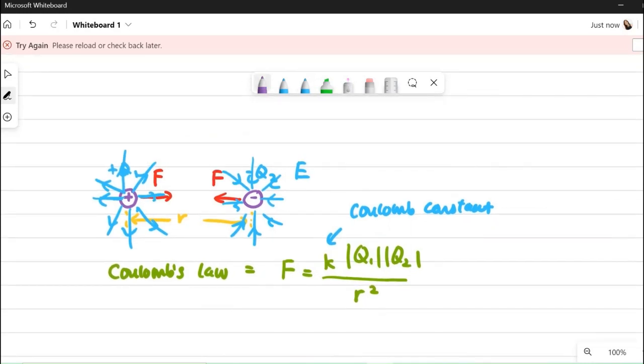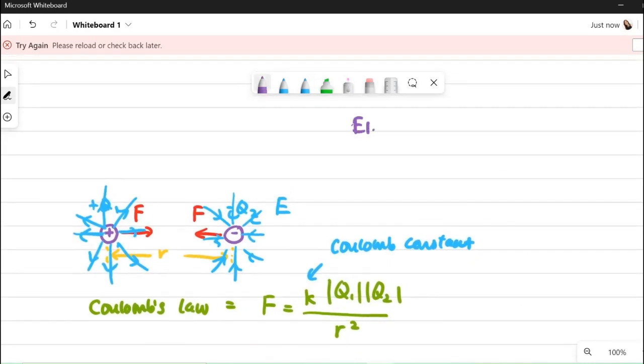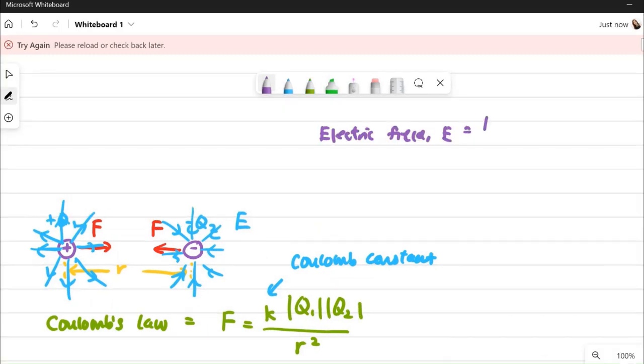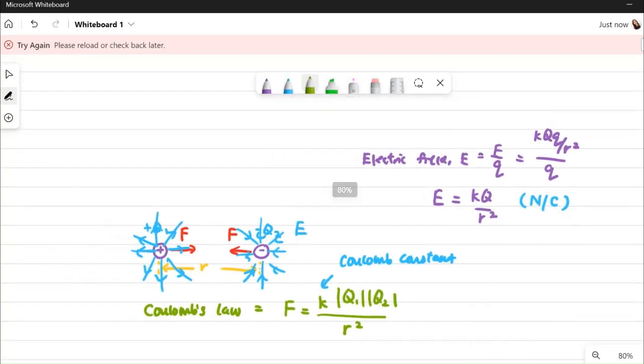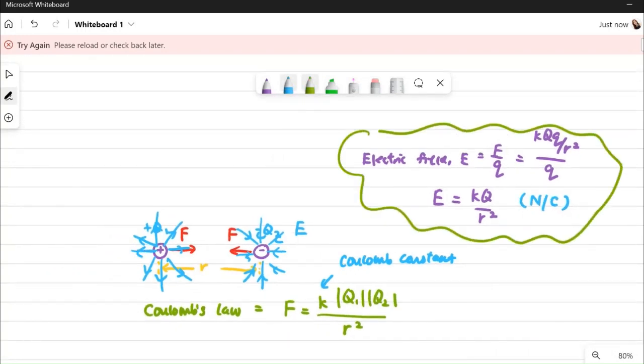According to the definition, electric field E is defined as force per unit charge. According to Coulomb's law, force is KQ over R squared, and electric field is defined as force per unit charge. Therefore, the electric field E is equal to KQ over R squared, where the unit of electric field is Newton per Coulomb. So this is the parameter for electric field.